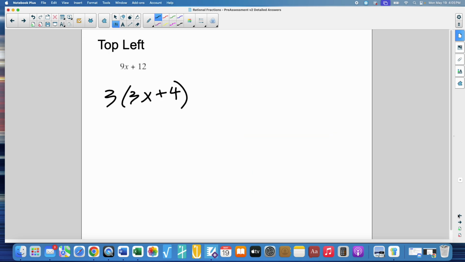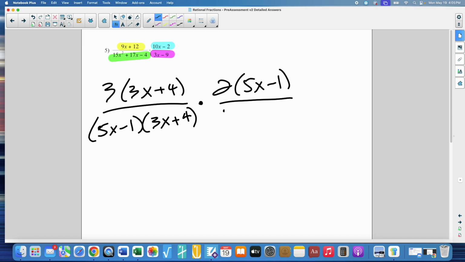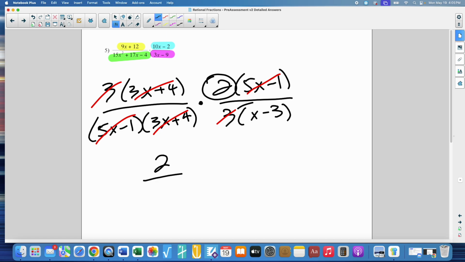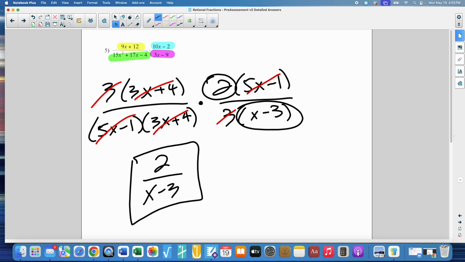Okay, that was not too bad. So 3 times the quantity x minus 3. Now, once we factor, we're going to look and see, can we cancel things? 3x plus 4, 5x minus 1, the 3 in the denominator, 3 in the numerator. And that's it. What are we left with? We're left with a 2 in the numerator, and we're left with x minus 3 in the denominator. And that's our answer. That was nice.